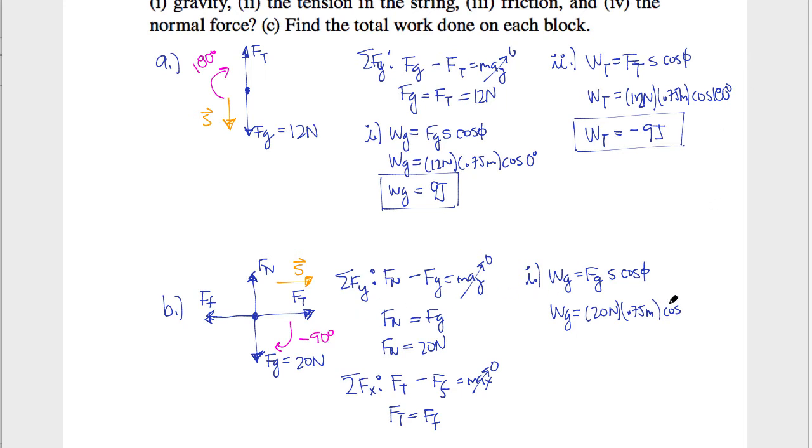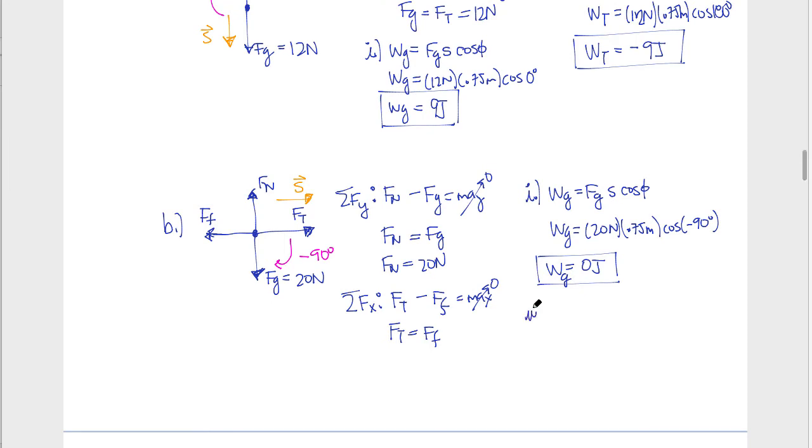So my work done by gravity in this case will be 0 because the cosine of 90 or negative 90 is 0. So there is no work done by gravity in this case. And that makes sense because gravity is perpendicular to the displacement.